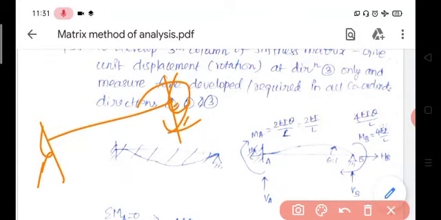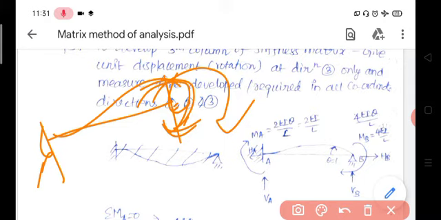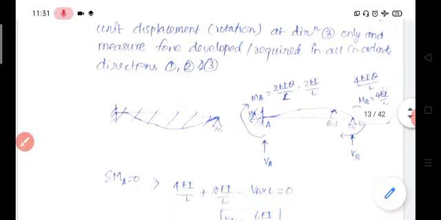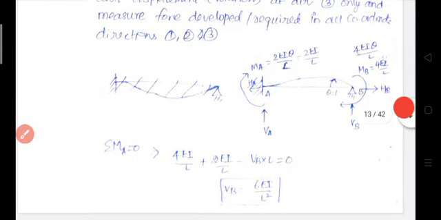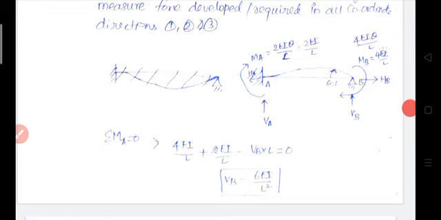So, for unit rotation, what is the moment induced? Moment induced at joint B, at the end B, is equal to 4 EI theta by L, at joint A 2 EI theta by L, where theta is equal to 1. So, we provide only a unit displacement. Therefore, MB is equal to 4 EI by L, MA is equal to 2 EI by L. Now apply the equilibrium equation, then measure the values of HB, VB and MB.